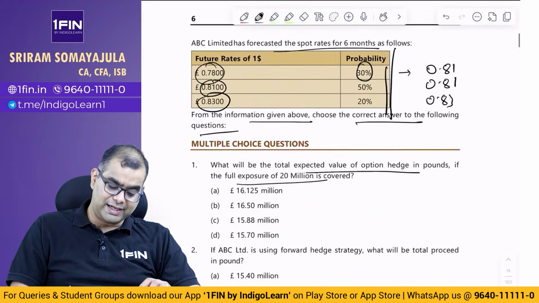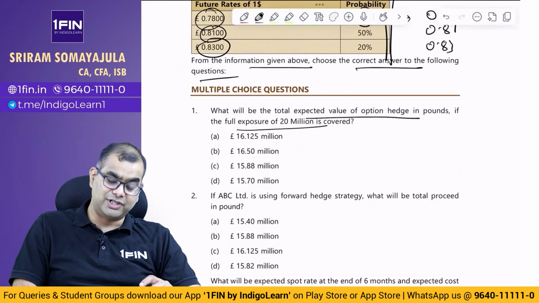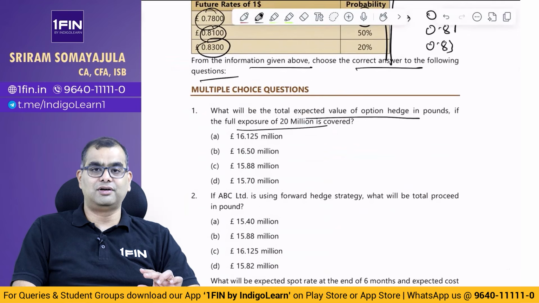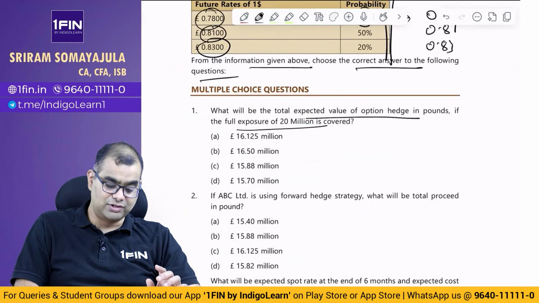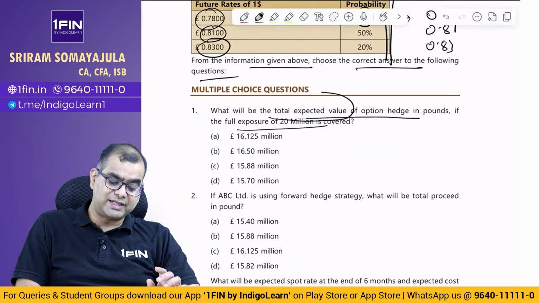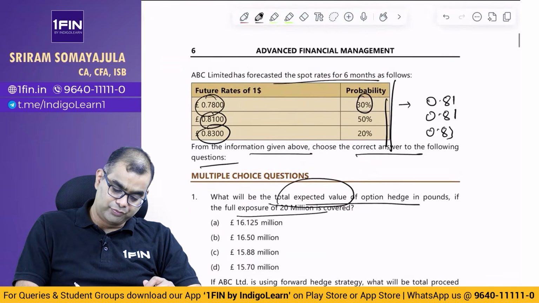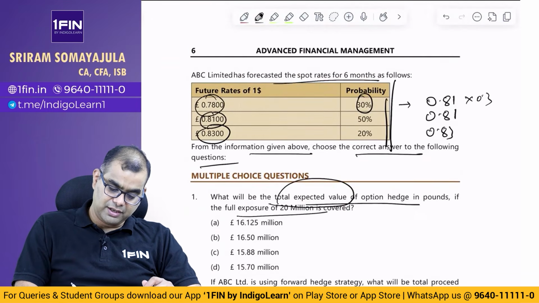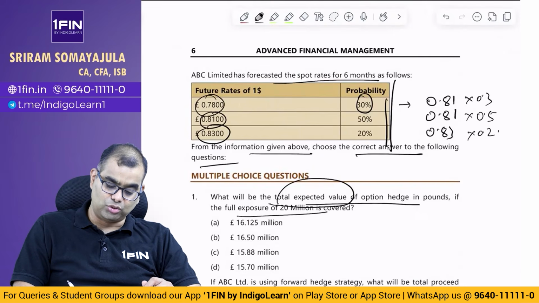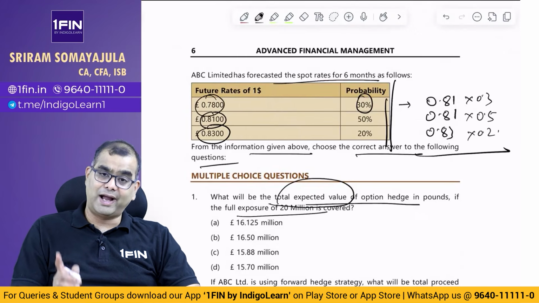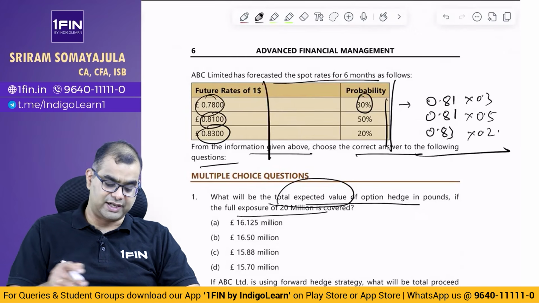So you cannot directly take. I initially presumed that they were asking what is the value of currency that you will get if you exercise the option. No, that is not what they said. They use the words total expected value of the option. Please be very clear. Expected value. So what is expected value? It is 0.81 into 0.3, 0.81 into 0.5 and 0.83 into 0.2. This will give you the expected option value on maturity given these three rates.